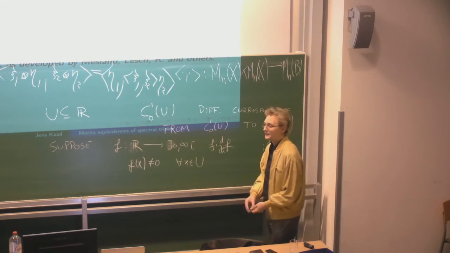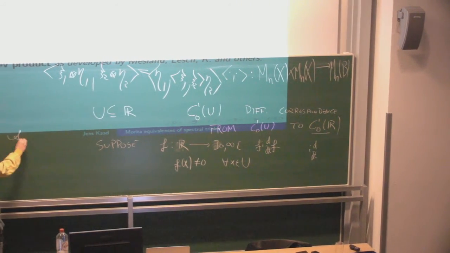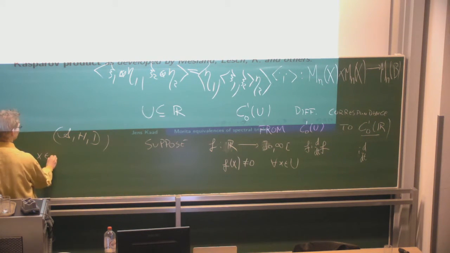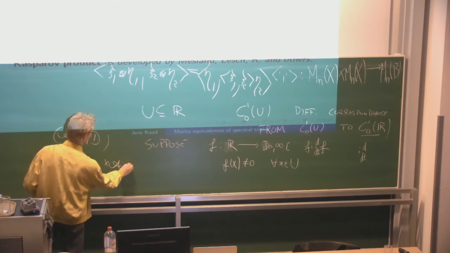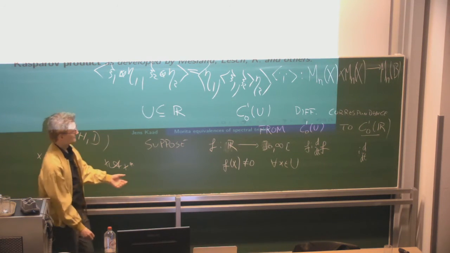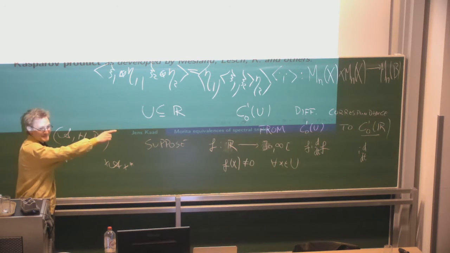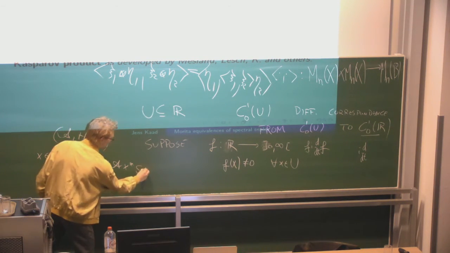But in general, I could also just have some spectral triple, okay? So (A, H, D), and I fix some element X in A. Then I can look at X A X star. So that's the analog of C1 functions vanishing at infinity on the boundary of U. So this sits inside A, okay?